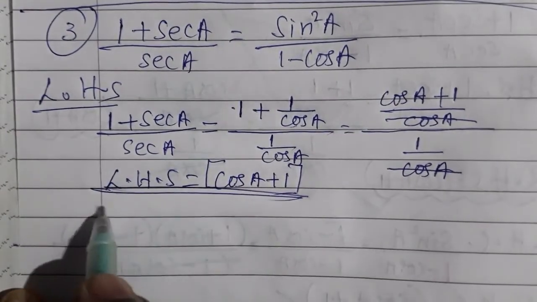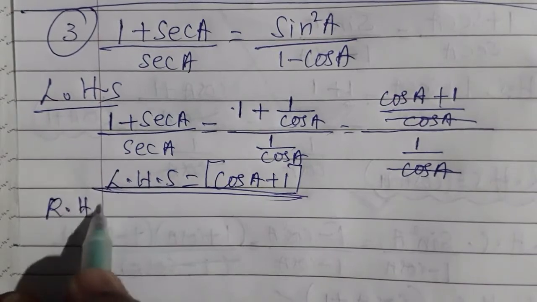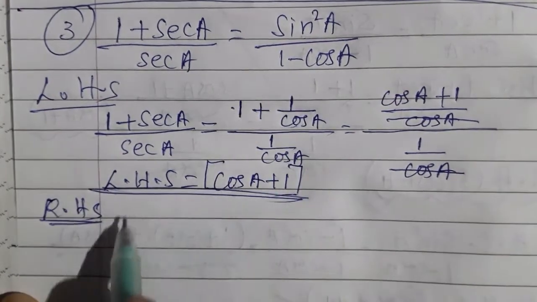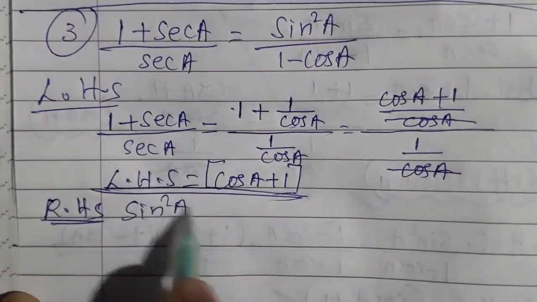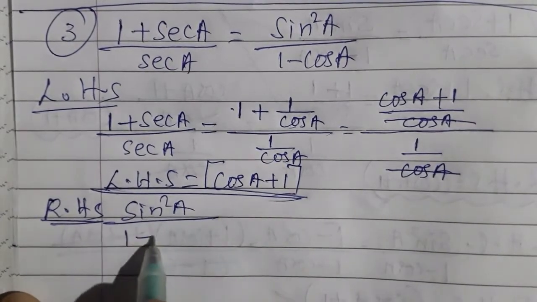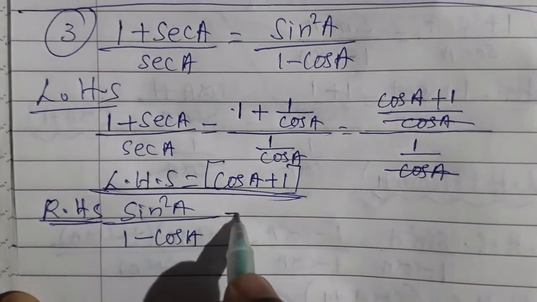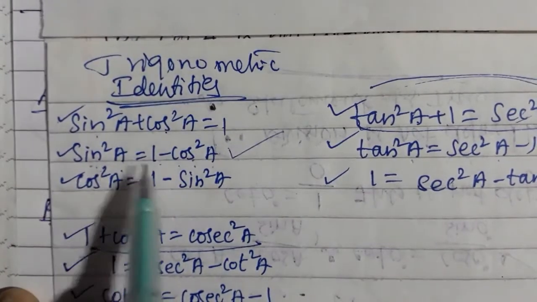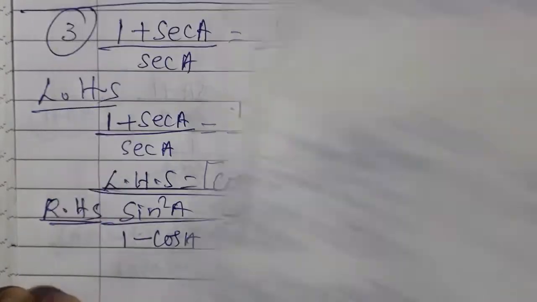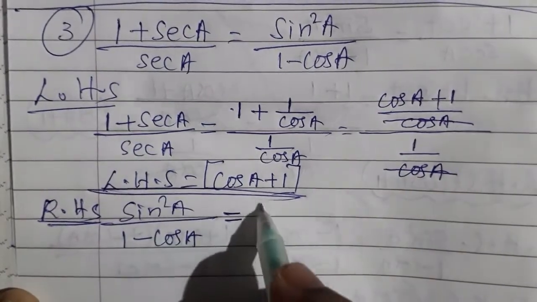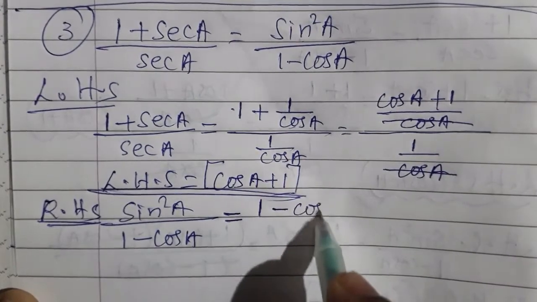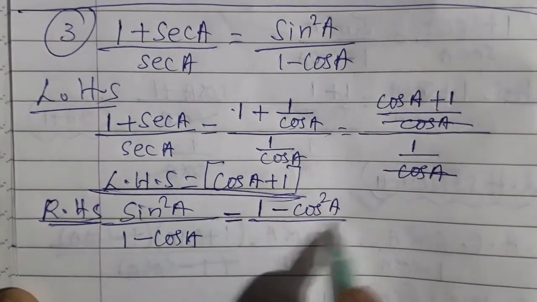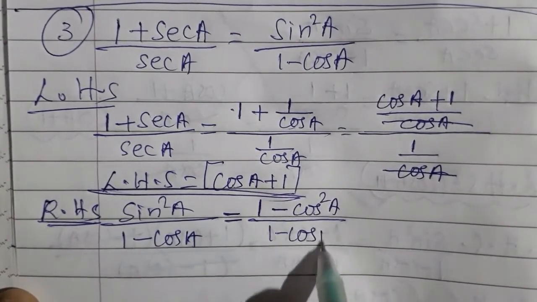Now we'll check the right hand side. Right hand side what I have? Sin square a by 1 minus cos a. In place of sin square a, definitely I can write the identity of sin square a. Sin square a is equal to 1 minus cos square a. So instead of sin square a, I'll write 1 minus cos square a by 1 minus cos a.